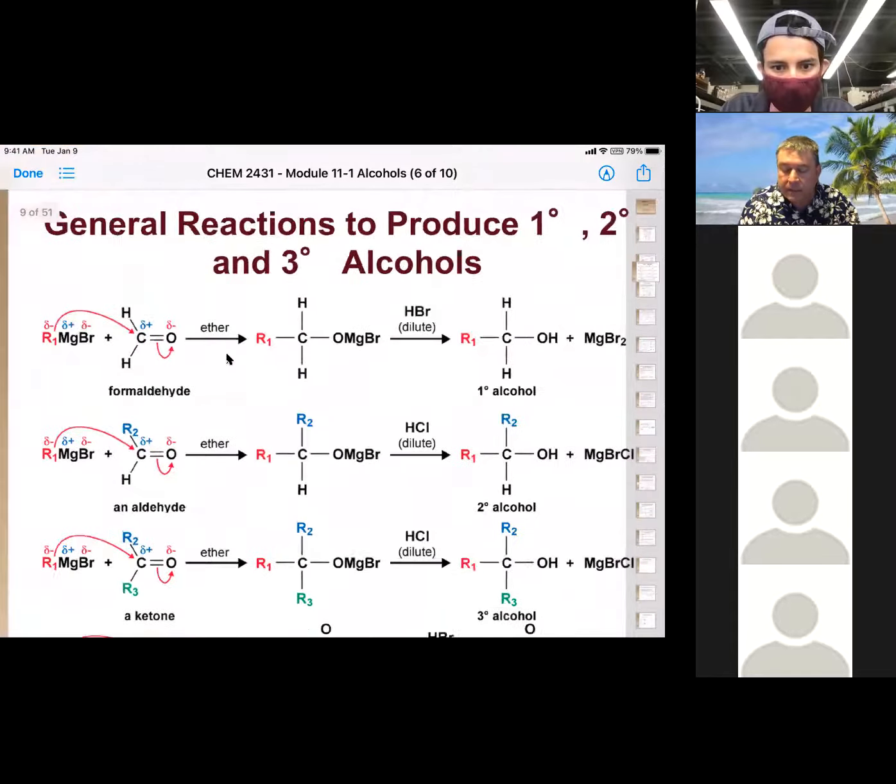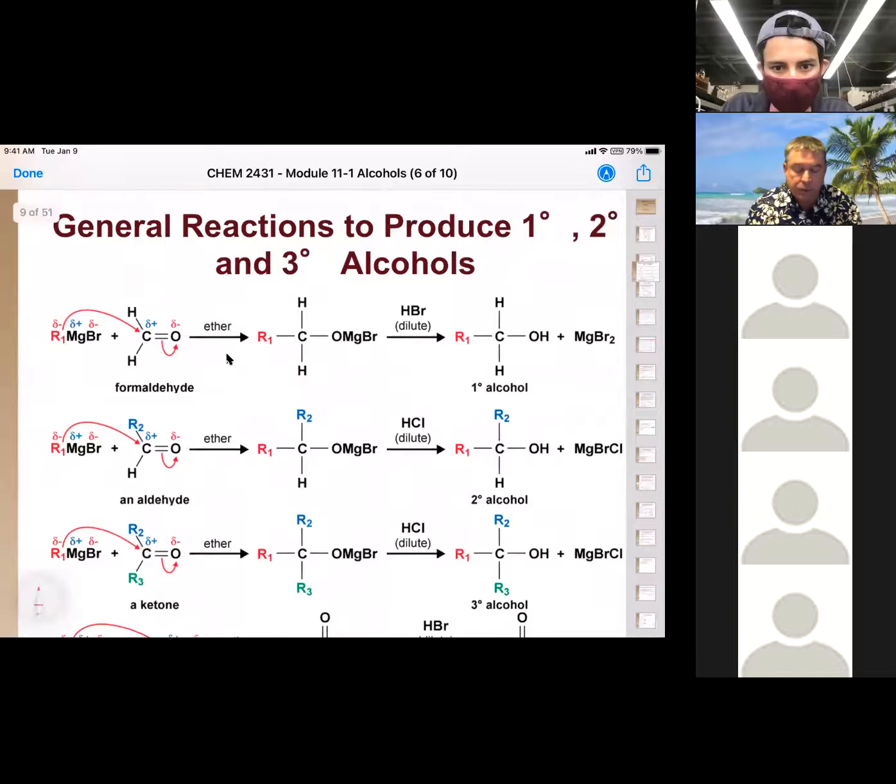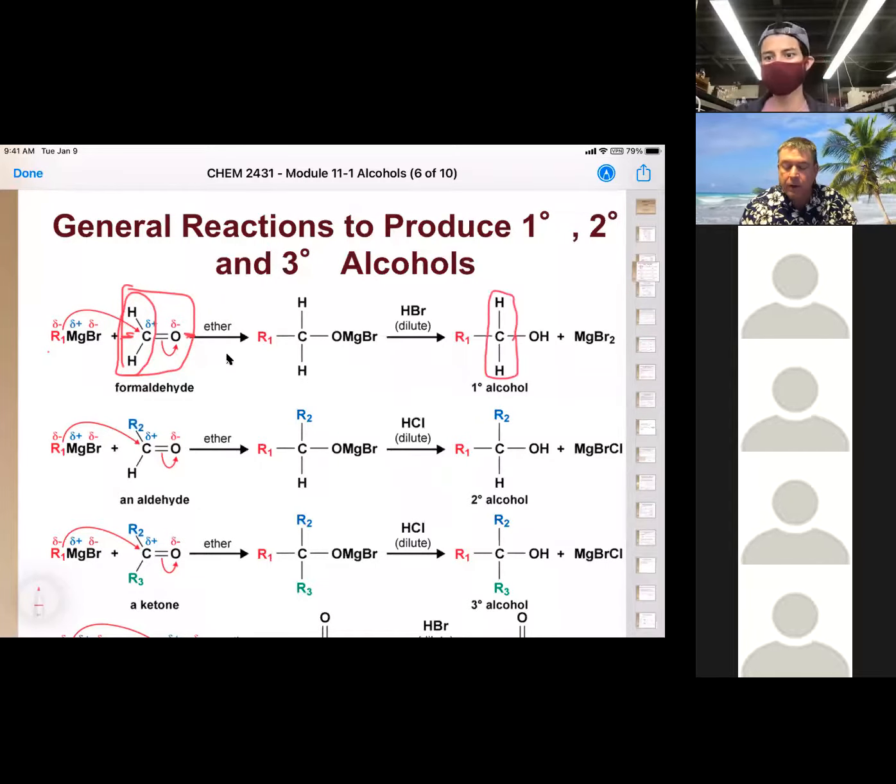If we have the simplest aldehyde possible, which is formaldehyde, it's got 2 hydrogens on it here. Those hydrogen groups are going to stay on that product. All we're doing is adding a carbon to the carbonyl compound and giving our negative charge on our oxygen, which then gets protonated. So these 2 hydrogens on our starting material end up on our final product, giving us a primary alcohol. So formaldehyde will give us a primary alcohol after acidification.